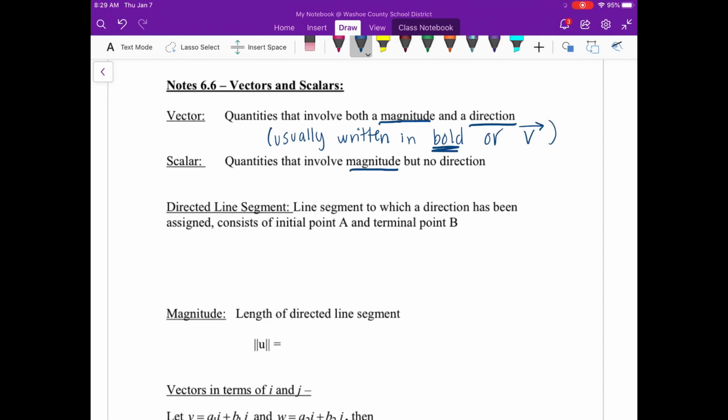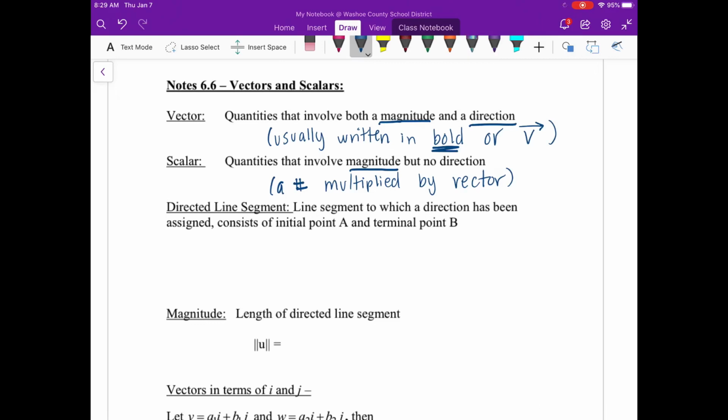Then I have scalar, and these are quantities that involve magnitude only, no direction. And for us, the scalar is going to be essentially a number that's multiplied by the vector. So we are going to apply this scalar to the entire vector. We're going to be multiplying by it.